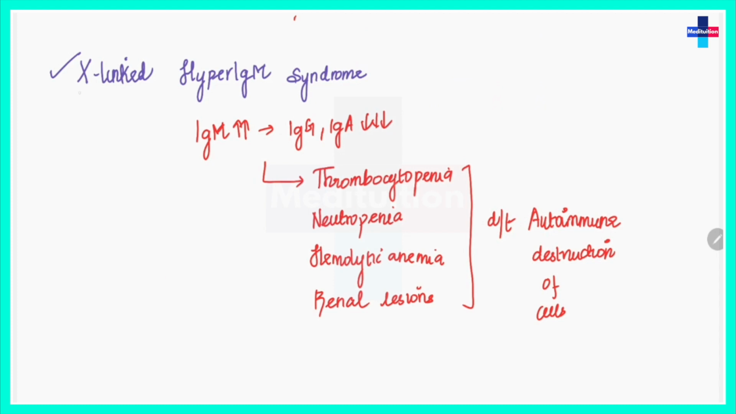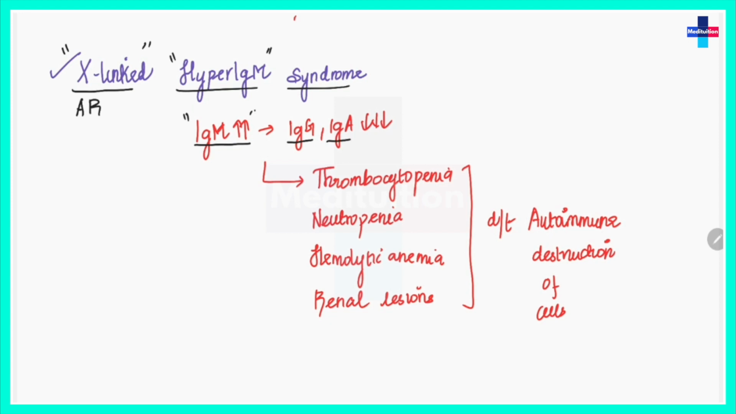Then the next disorder is X-linked hyper IgM syndrome. So this disorder is X-linked. Sometimes it can also be autosomal recessive. Then in this disorder, there is going to be hyper IgM, that is elevated levels of immunoglobulin M. So because of this selective elevation in the levels of IgM, there is going to be relatively low levels of immunoglobulin G and immunoglobulin A.